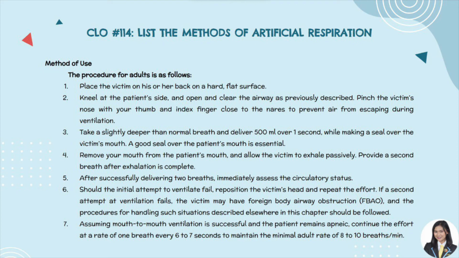For the method of use, the procedure for adults is as follows. Number 1. Place the victim on his or her back on a hard flat surface. Second is kneel at the patient's side and open and clear the airway as previously described. Pinch the victim's nose with your thumb and index finger close to the nares to prevent air from escaping during ventilation. Third is take a slightly deeper than normal breath and deliver 500 ml over 1 second, while making a seal over the victim's mouth.